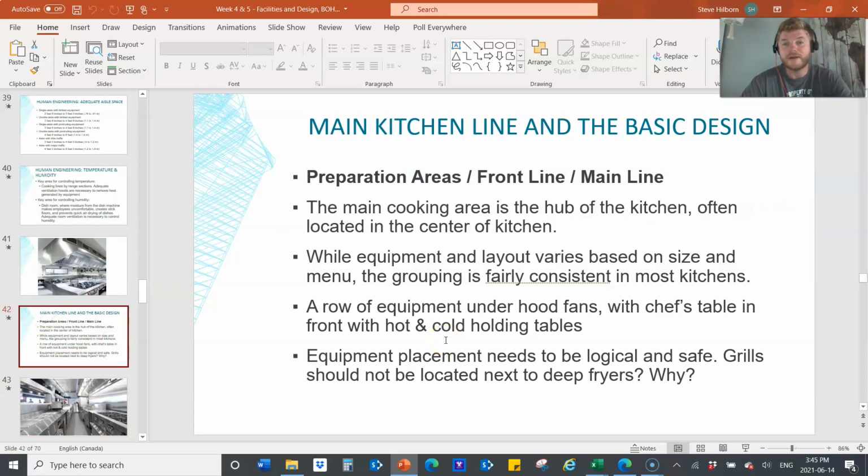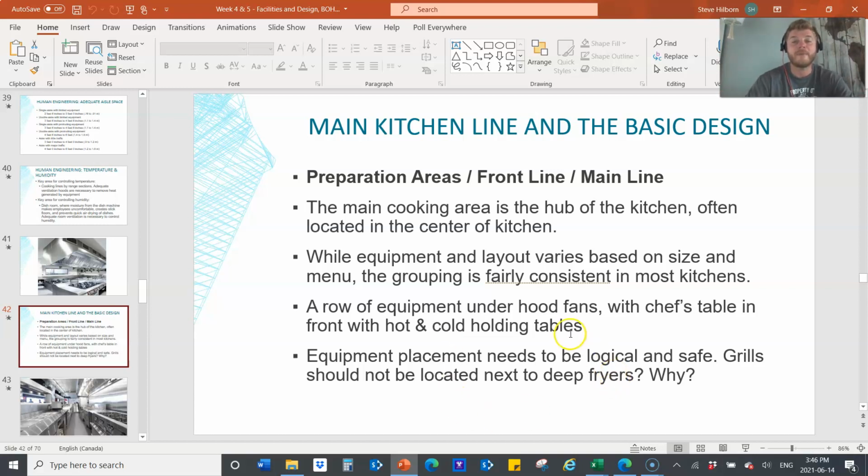So the preparation area. Now we're talking about the front line or the main line. This is the main hub of the kitchen. This is where we apply heat to the food for the last time. Equipment and layout varies based on the size of kitchens. We work with what we have. Not every place is just a big empty square or rectangle where we can do whatever we want. Sometimes we must be really smart with the way that we design things.